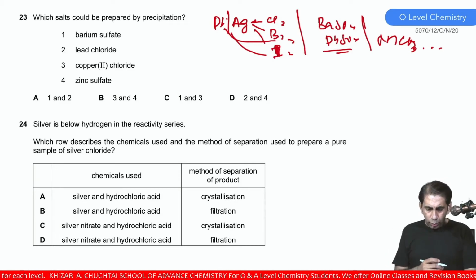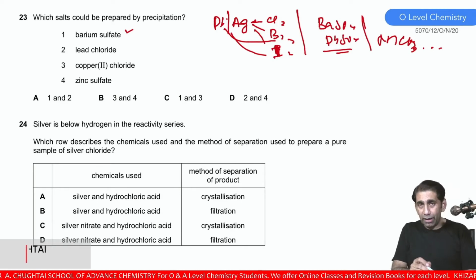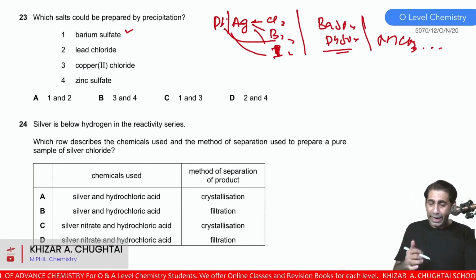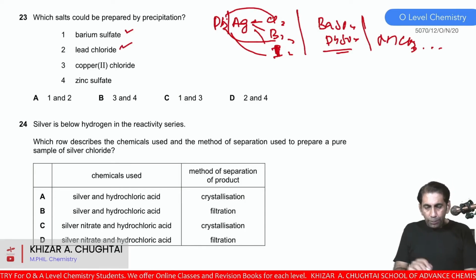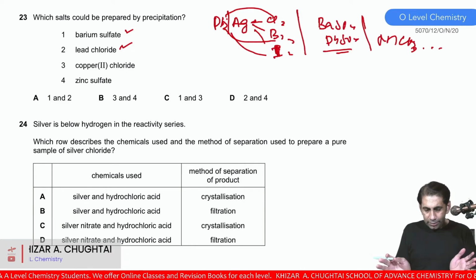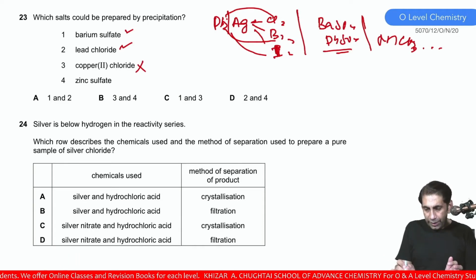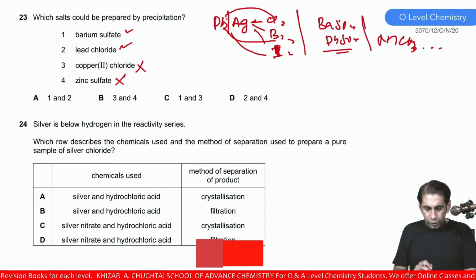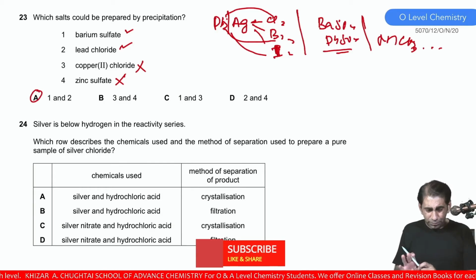Let's see over here. Number one option is barium sulfate. Yes, it can be prepared by the method that is said to be the precipitation method. Lead chloride, as I told you, yes, it is the true one. Copper(II) chloride, no, that is a soluble salt, it's water soluble. Zinc sulfate, no. Zinc sulfate is once again water soluble. So 1 and 2, A is the correct option.